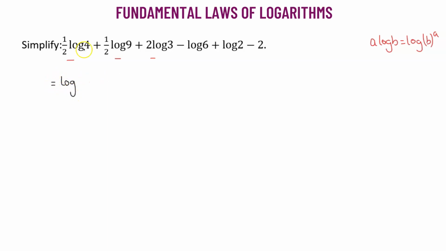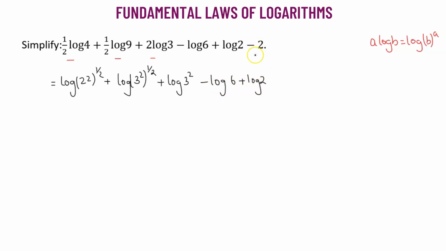So we have log of 4. 4 is also 2 squared. So we have 2 squared raised to the power of 1/2, plus log of 9. The 9 is 3 squared, whole raised to the power of the half that's multiplied to it. So we have half, plus log of 3 squared, minus log of 6, plus log of 2.